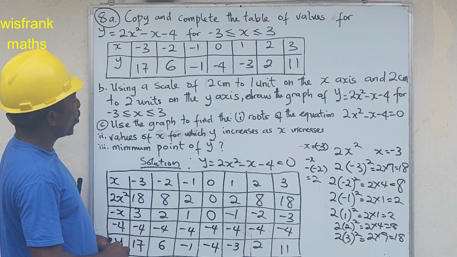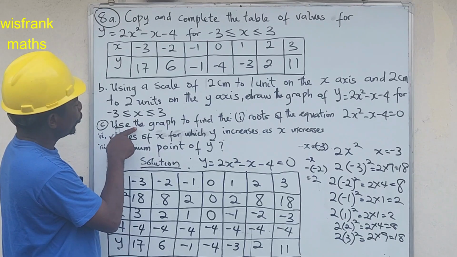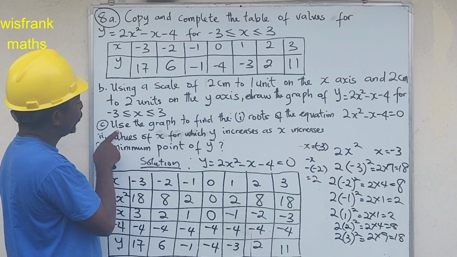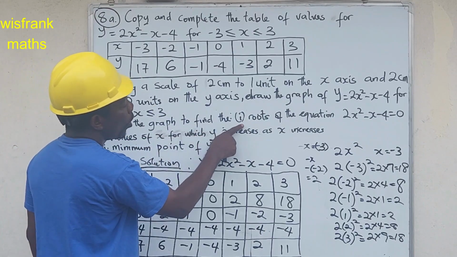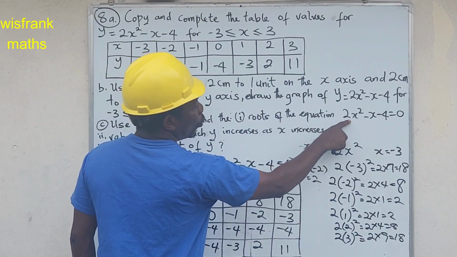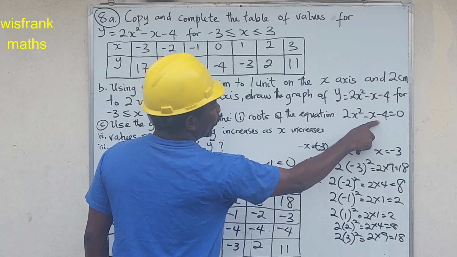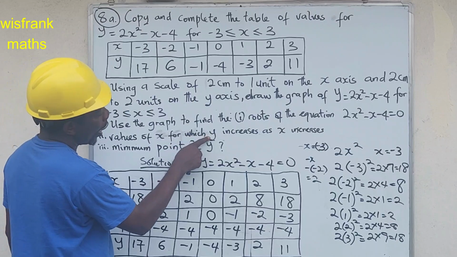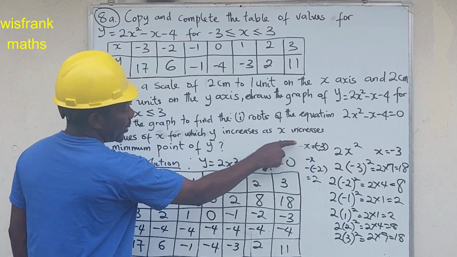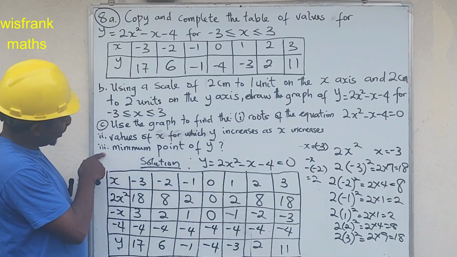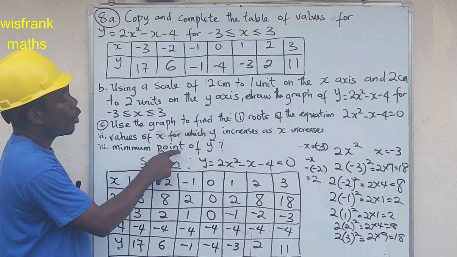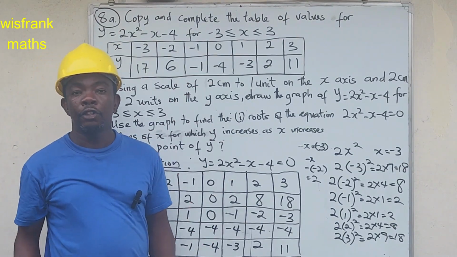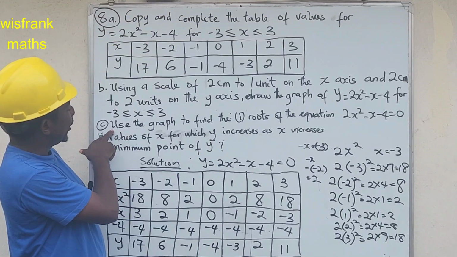So now what we are going to do is to plot the graph for x-axis and y-axis, and use the graph to find the root of the equation for 2x squared minus x minus 4 equals 0. Then secondly, the value of x for which y increases as x increases on that graph. And the third question is the minimum point of y. So now we are going to use this table to plot a graph so that we'll be able to solve the C part.